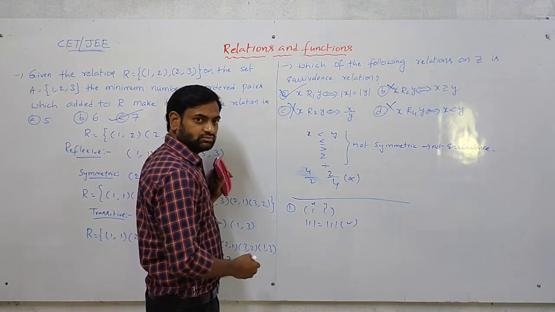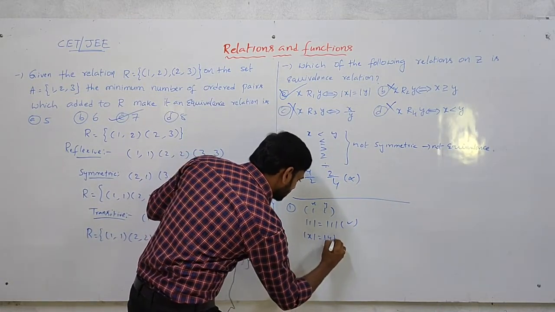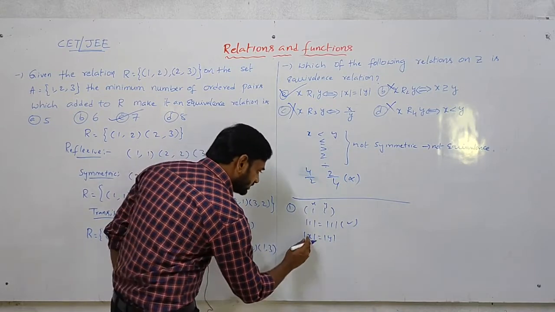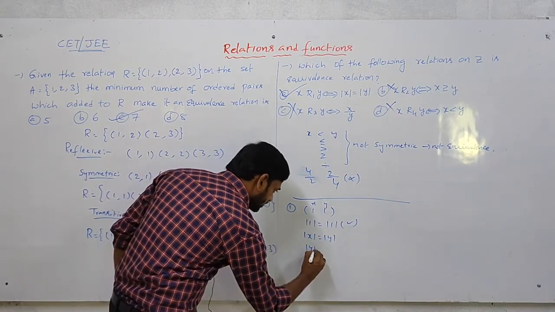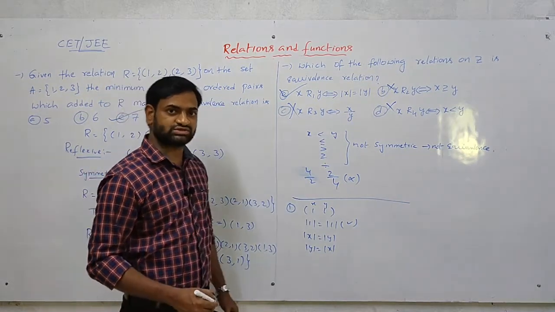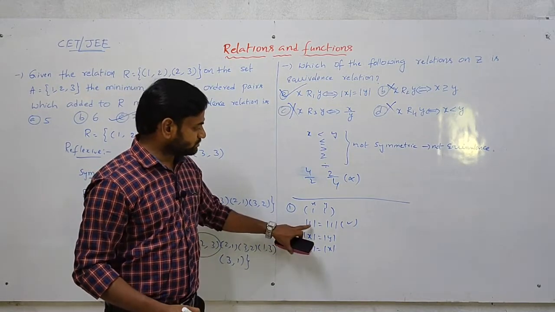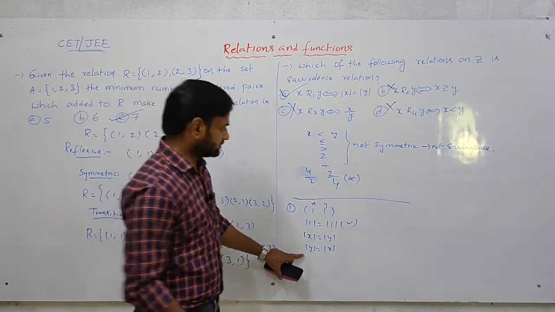It is reflexive. What about the symmetric? Mod of x equal to mod of y. I am taking the inverse of x, y, which is y, x. Mod of y equal to mod of x. Yes, both the equations are same. It is symmetric. It is reflexive. It is symmetric. Next, what about the transitive?